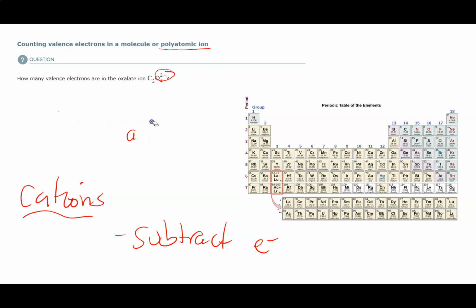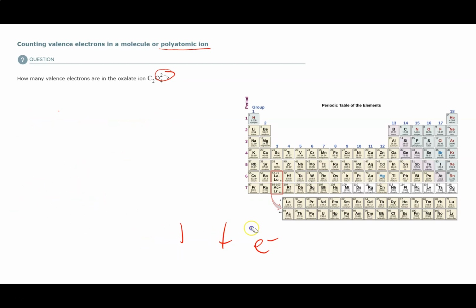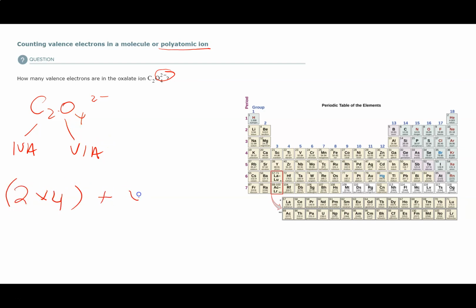So this is an anion, so that's going to affect how we count up the number of valence electrons that we're going to start with. So carbon is in group 4A, and oxygen is in group 6A. So we've got 2 carbon atoms, so 2 times 4, and then we've got 4 oxygen atoms, so 4 times 6, and then here's where the charge comes in. This is a negative charge, so we're going to add 2 electrons to account for the charge, and that's important.